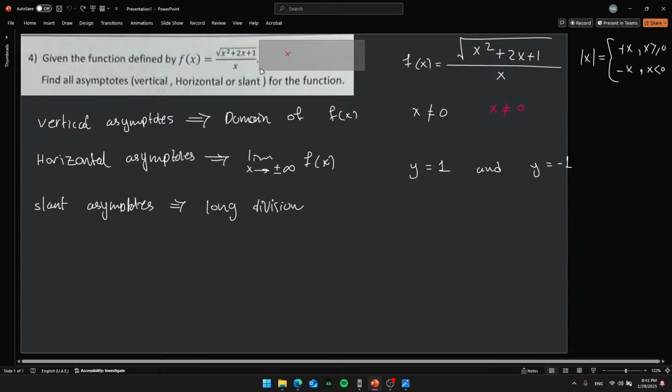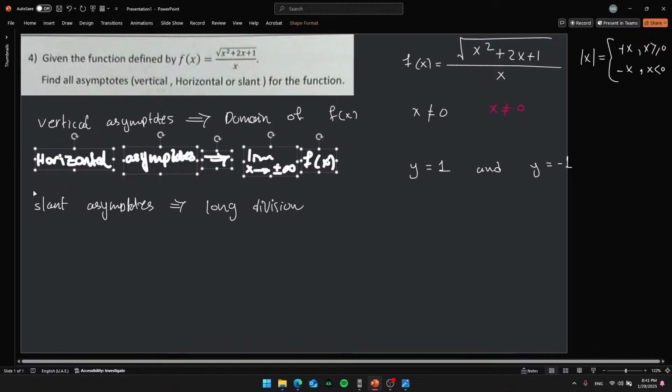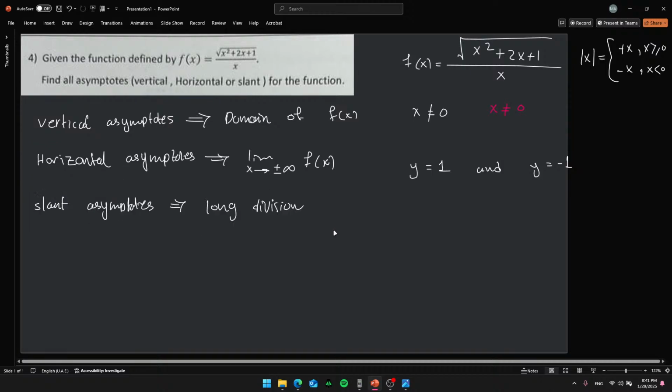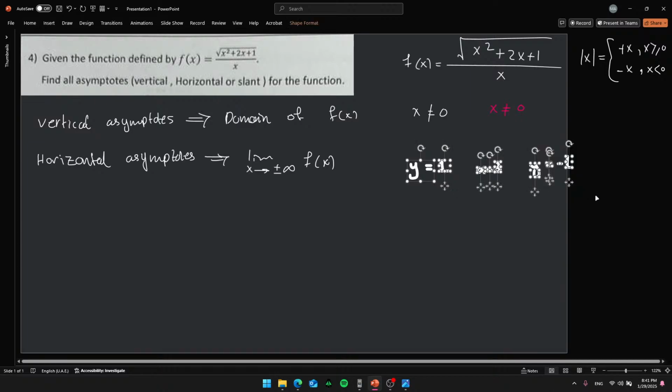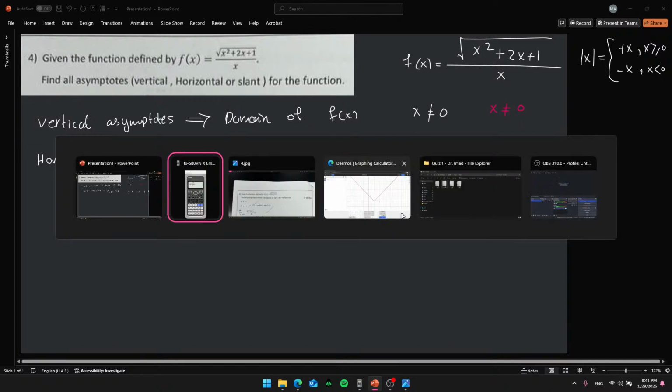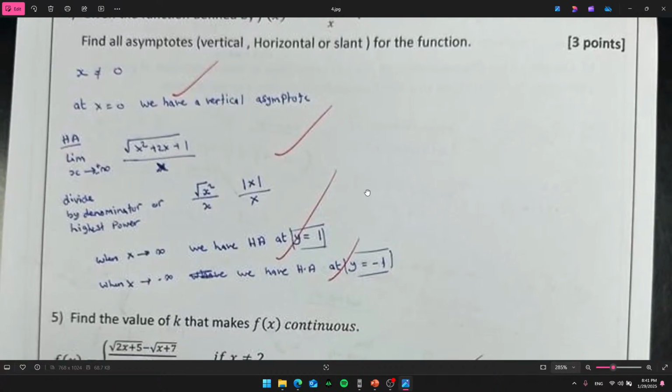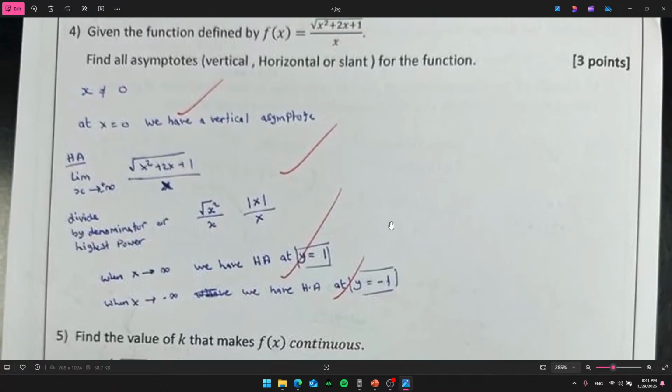And to confirm, horizontal asymptotes and slant asymptotes don't come together. If you got horizontal asymptotes, then there are no slant asymptotes. If you got slant asymptotes, then there is no horizontal asymptote. So yeah, there are no slant asymptotes, only vertical and horizontal. Vertical asymptote: x equals 0, and horizontal asymptotes: y equals plus or minus 1. Yep, true.